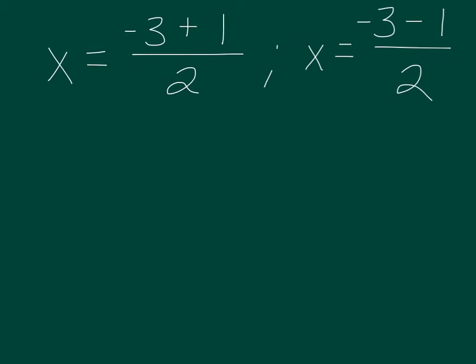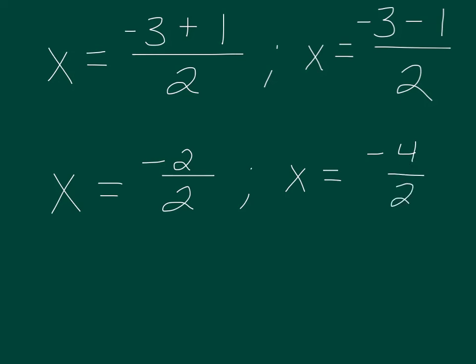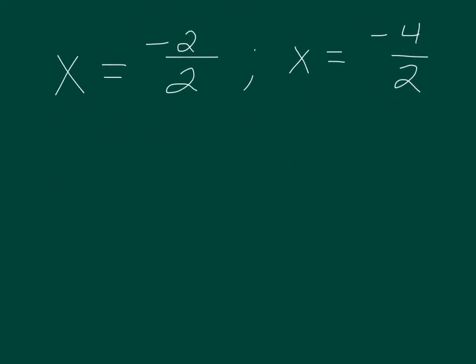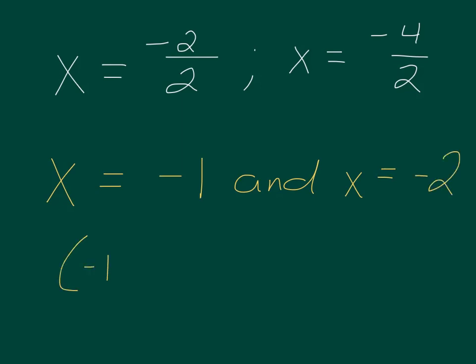Okay, so if we work this out, negative 3 plus 1 is negative 2. So I got negative 2 over 2, and then my other solution would be negative 3 minus 1 is negative 4 over 2. So my two roots, once I simplify, are going to be x equals negative 1 and x equals negative 2. So these are the two x-intercepts. So I have (-1, 0) as an intercept, and also (-2, 0) as an intercept.